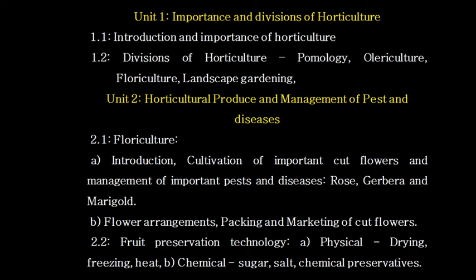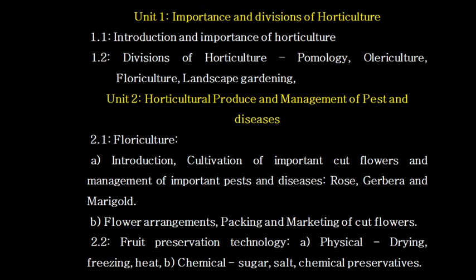So what is the first unit? Unit first is importance and division of horticulture. What is the importance of horticulture and what are the divisions of horticulture? It will consist of introduction and importance of horticulture and the divisions of horticulture: pomology, which deals with the production and marketing of fruits; olericulture, which deals with the production and marketing of vegetables; floriculture, which deals with the production and marketing of flowers; and landscape gardening. Landscape gardening is highly in demand in today's era.